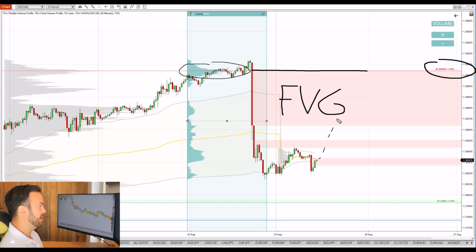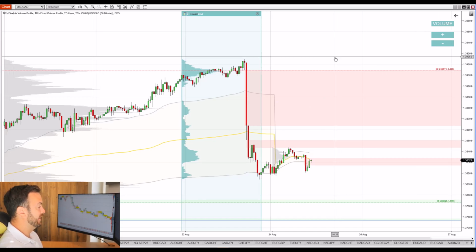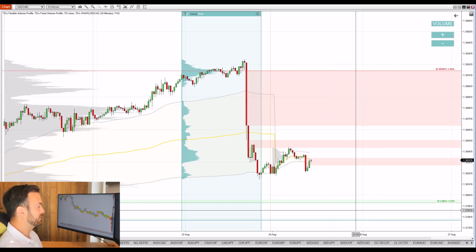So right now we just need to wait for the pullback, and if it occurs, then take it from there. All right, this is exactly the same setup as on the euro. Now, let's check out the next trading idea, and the next one is the New Zealand dollar Swiss franc.